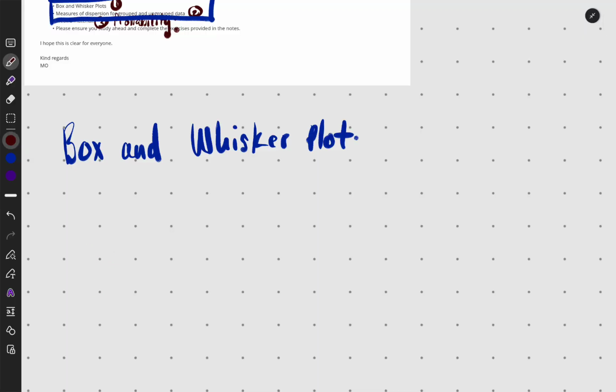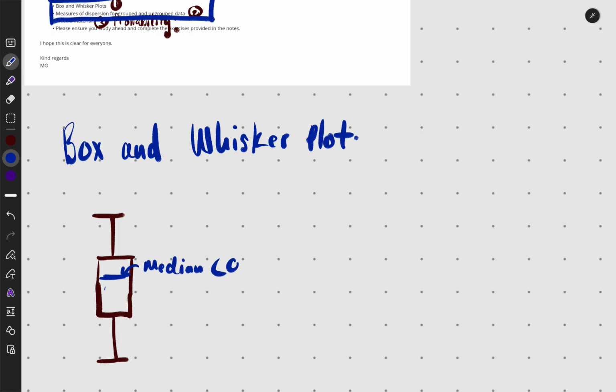Now a box and whisker plot looks like this. You have your box, and then you're going to have your whiskers like this at the end. And inside your box, you're going to have a third line, which is going to be your median. This is your median, which is just Q2. This is called a vertical box and whisker, which I'm showing you right now. The lower thing is going to be your Q1. The upper thing is going to be your Q3. Then this is going to be the highest value, and this is going to be the lowest value.